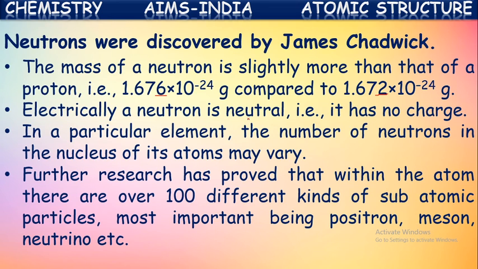Along with this, there are different kinds of particles still. Some of them are mentioned here: positron, meson, neutrino. These are also present inside the atoms. But out of all these kinds of particles, only electrons, protons, neutrons are much more stable. That is why these particles are called the fundamental particles of every atom. Okay, this is about the different fundamental particles or subatomic particles present inside the atom.